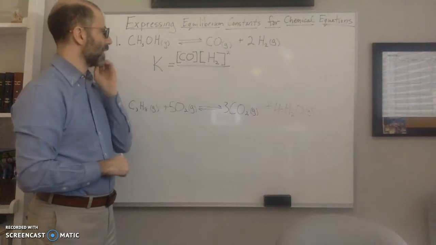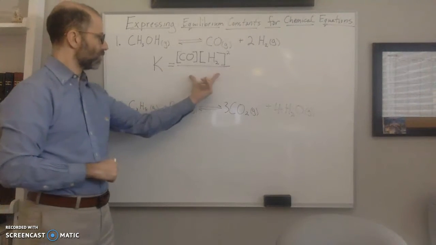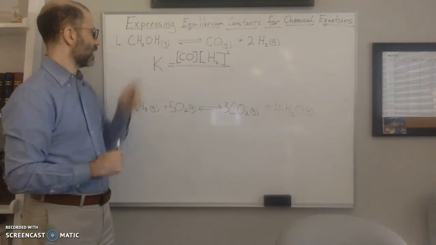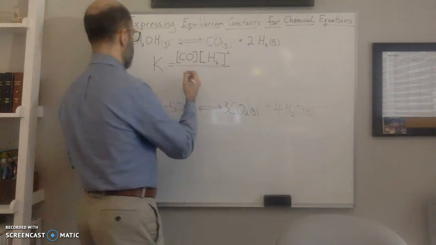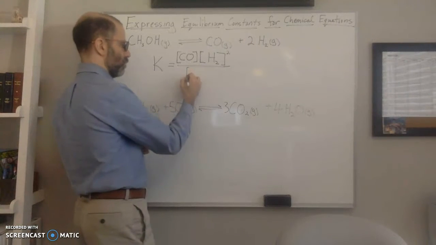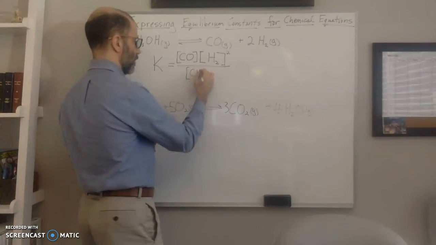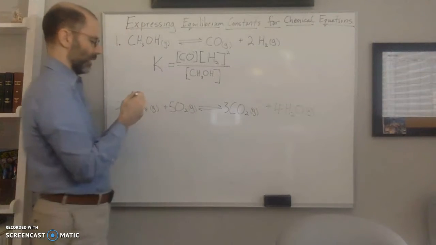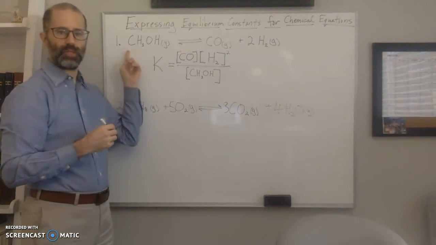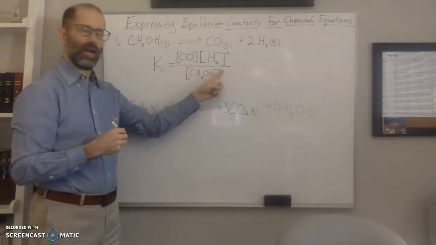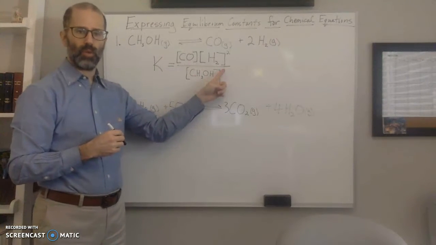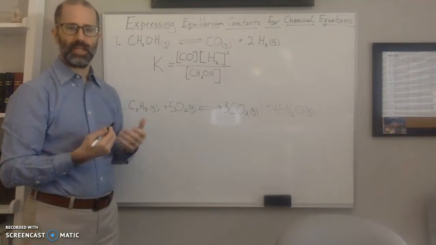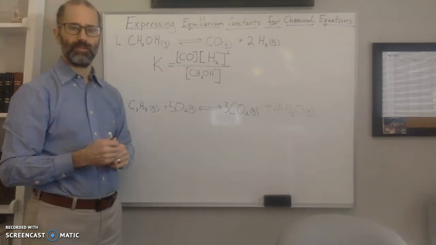And so the next thing is the reactants. So the reactants go on the bottom. We only have 1 reactant. So that's going to be CH3OH. That's our methanol. So we're going to put square brackets CH3OH. And again, since there's only a 1 coefficient here, then we're going to have a 1 raised to the 1 power. We don't write that down. So then this would be the equilibrium constant expression for this reaction.